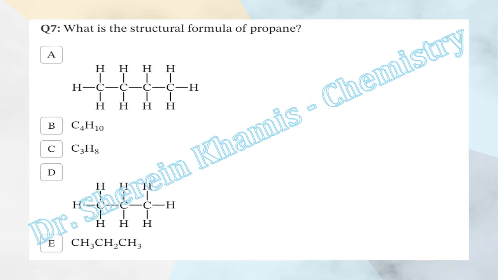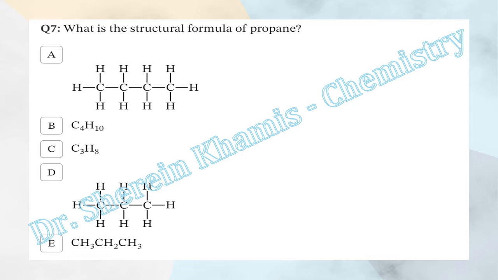Question number 7 says: what is the structural formula of propane? Here we want the structural formula. Structural formula means that we write the molecule with the number of atoms, and write in simplified form how the bonds are connected. Okay, this is the displayed formula. We want the structural formula, which means how each carbon is surrounded by the number of hydrogen atoms.